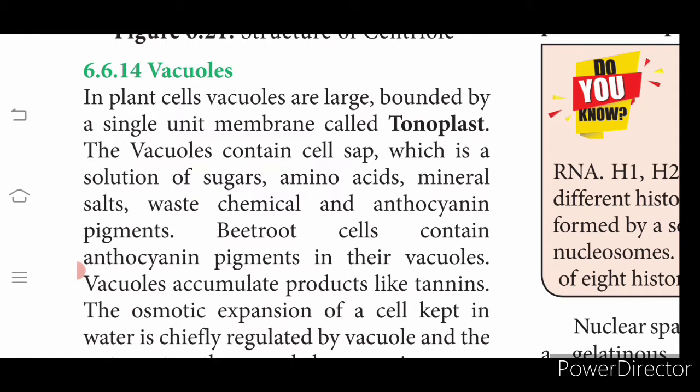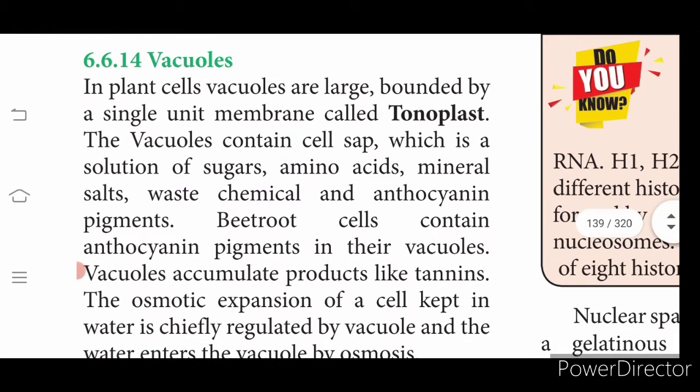Next we have the vacuole. The vacuole is larger in the case of plant cell, and it is covered by a single membrane that is called the tonoplast. Tonoplast is an important question. The name of the membrane is tonoplast. So far, for any other organelle, a name is not given for the membrane. Only for the membrane of the vacuole a name is given. That is called the tonoplast.